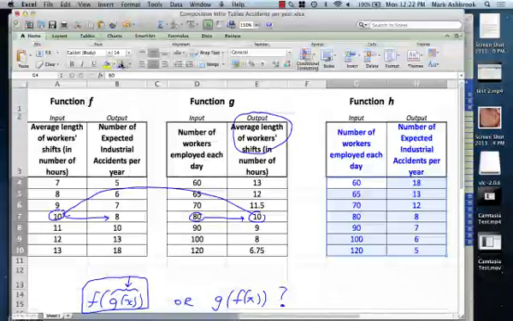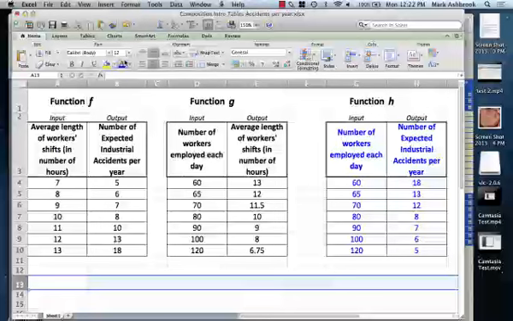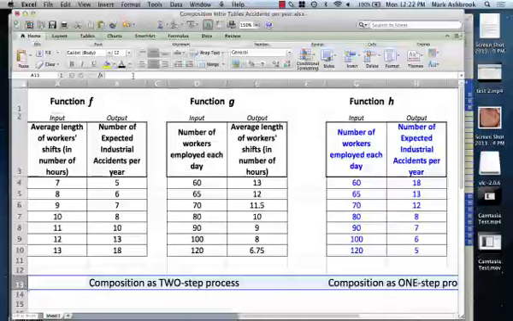Okay? Both are considered composition. This side, using two tables, makes it a two-step process. This then streamlines the process and just makes it one process, but the original input and the final output are the same. Okay? So over there you got composition as a two-step process. Over here you have it as a one-step. Both are considered the composition of functions.